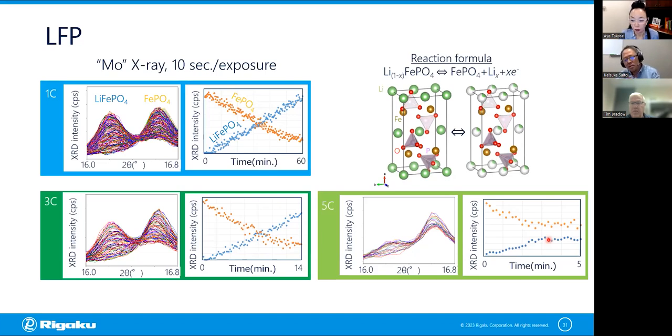So this is how you can test how fast you can charge or discharge your battery structure, combined with X-ray diffraction. And the X-ray diffraction tells you what the reason was that 5C was too quick for your battery, for example.